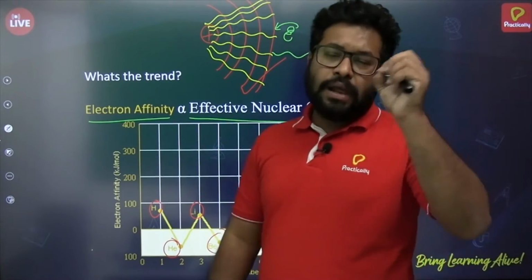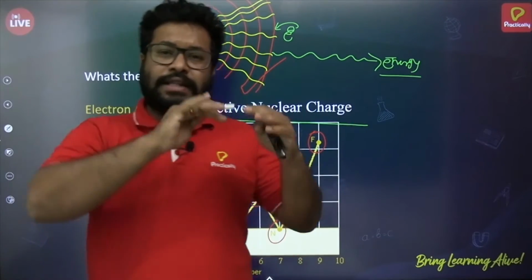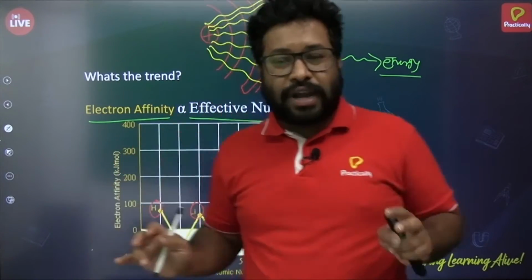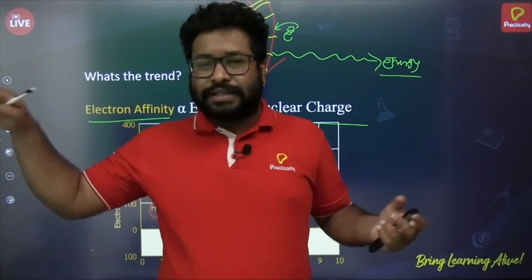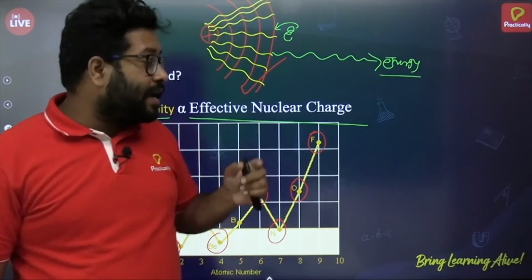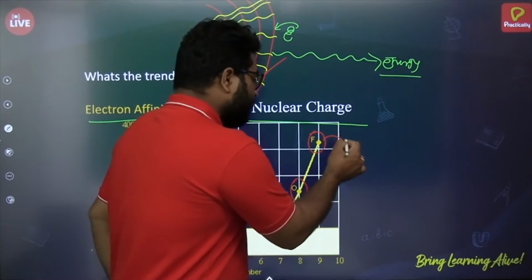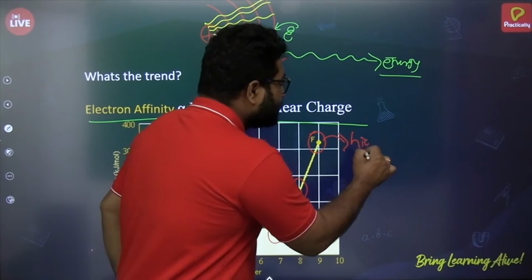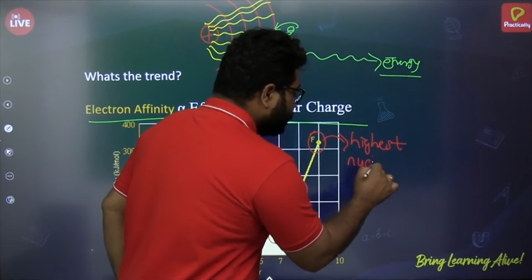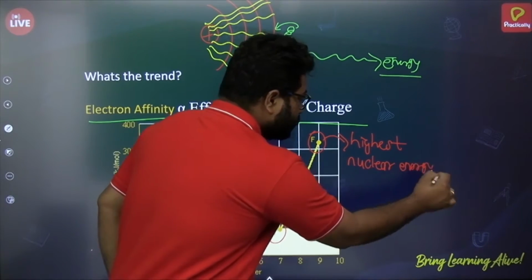So basically, if you are talking about hydrogen, helium, lithium, you are talking about the first two periods, not groups actually, periods. If you are talking about the first two periods, the electron gain enthalpy is highest for fluorine. Why? Because fluorine is having the highest nuclear charge.